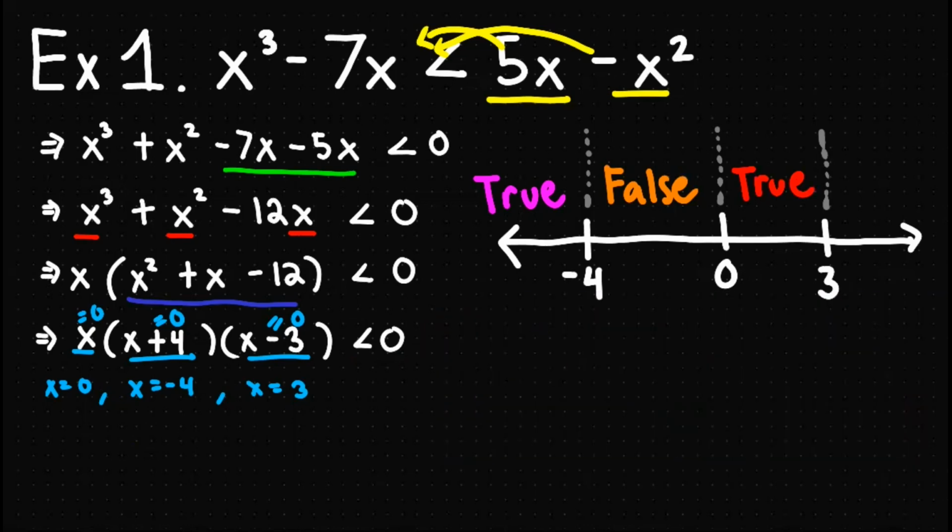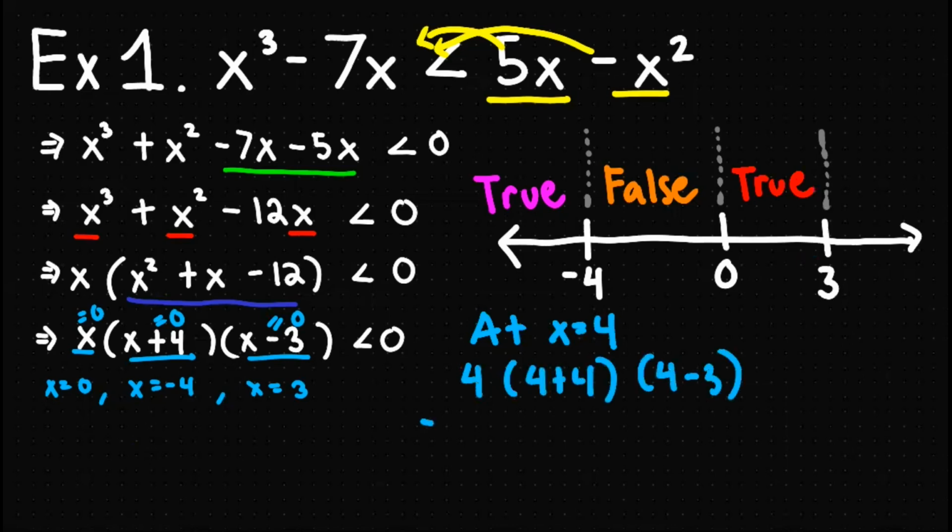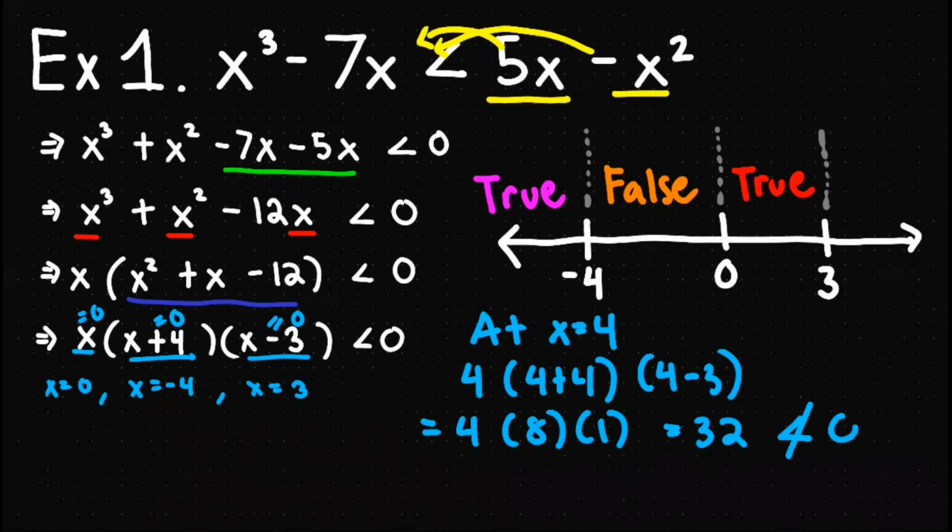So we are only left with the last region, and so we can try to plug in a 4. We can try at x equals 4, since 4 is greater than 3. At x equals 4, we'll have 4 times 4 plus 4 times 4 minus 3, and this will give us 4 times 8 times 1, or 32, which isn't less than 0. So since it does not match our inequality, we say that this region is false.